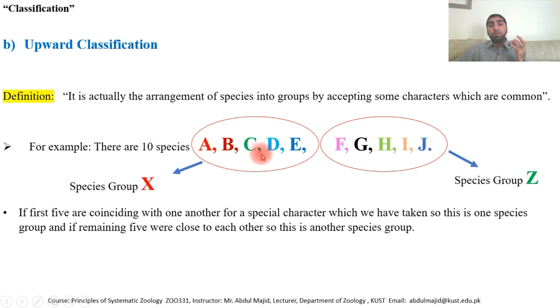We had these 10 different species, but then we analyzed them, and found that A, B, C, D and E have certain characteristics which are common in them, so we placed them in group X. Then we also analyzed the other five, F, G, H, I, J, and found that they have some characteristics in common, and we placed them in group Z.